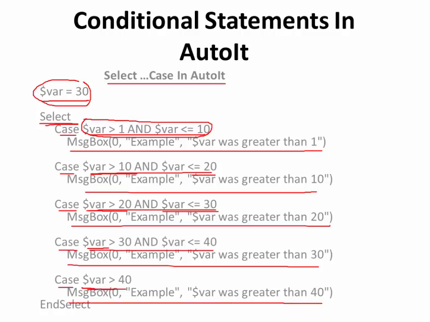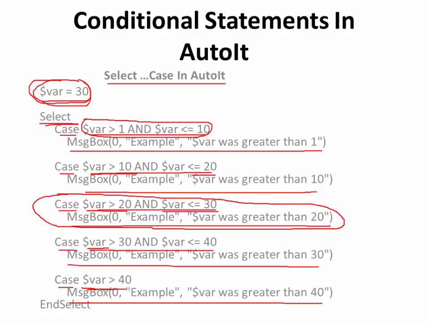So here, what statement will be executed in this condition? The variable value is 30, so this statement will be executed, because you can see that the variable is greater than 20 and smaller than or equal to 30. It's equal to 30, so this condition is true and the other condition is also true, so this statement will be executed.